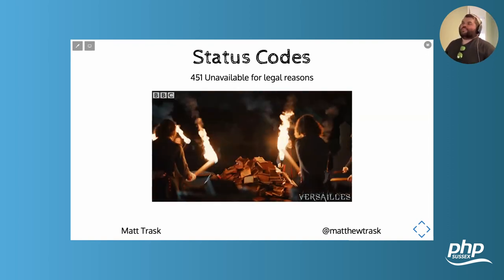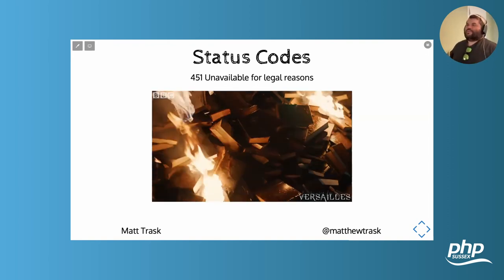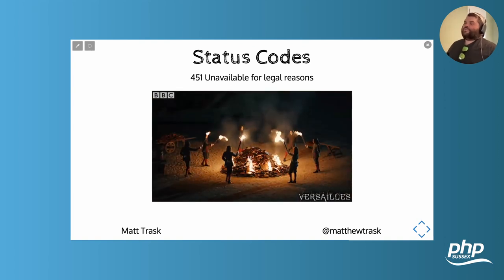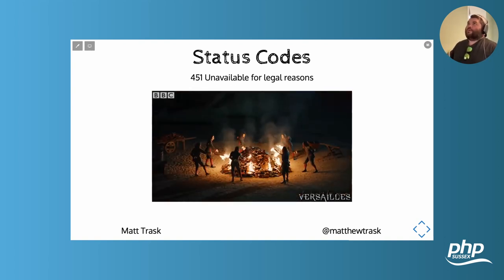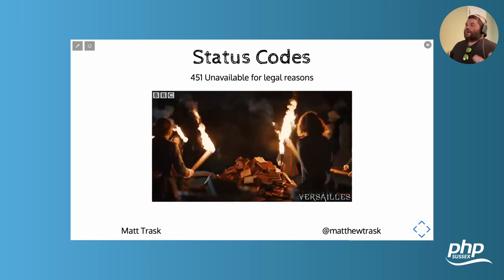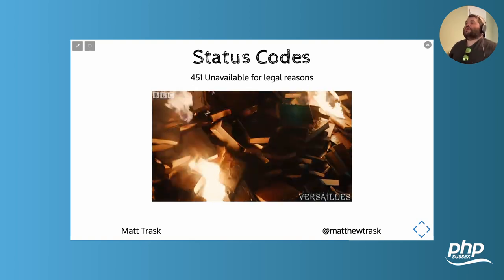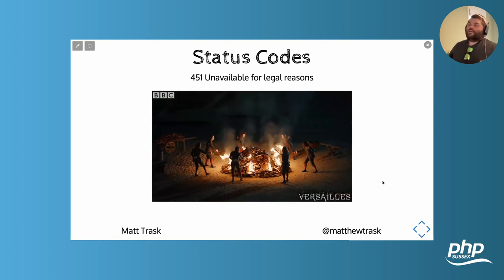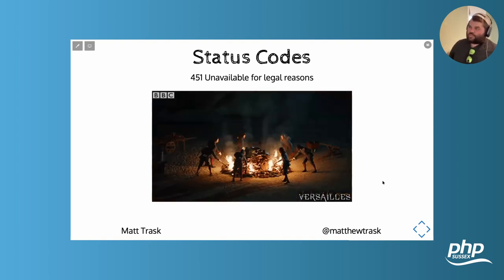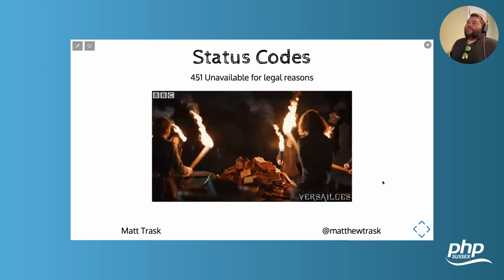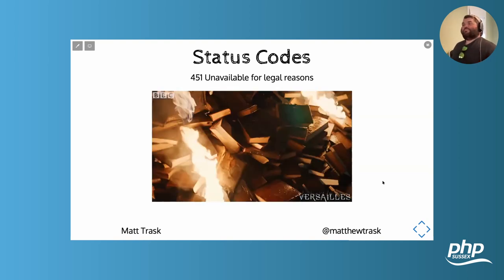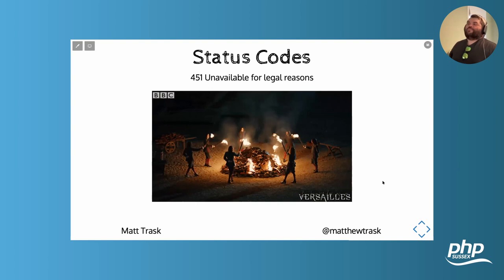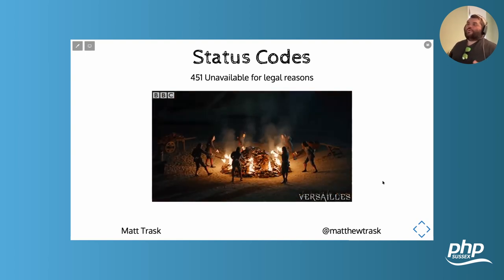451, unavailable for legal reasons. This is the newest status code, as far as I know. They had to come up with it for the conflicts in Syria and the Arab Spring, where internet was being cut and people were being denied information. So they came up with a status code to say, hey, here's why we can't display this content, because legally in that country, we're not allowed to. In person, I would ask if anyone knows what book this is based on. It is Fahrenheit 451, which is all about censoring and book banning and book burning.